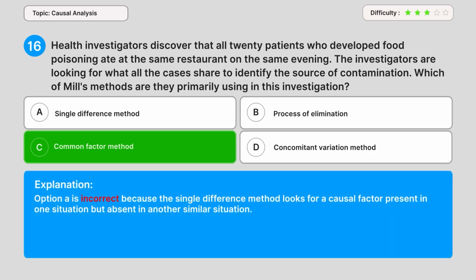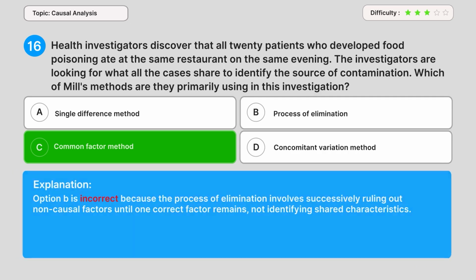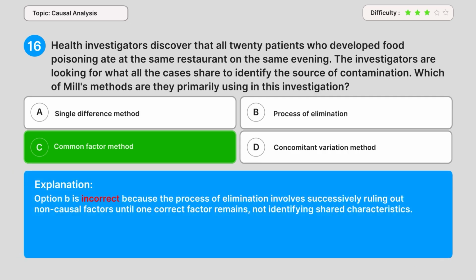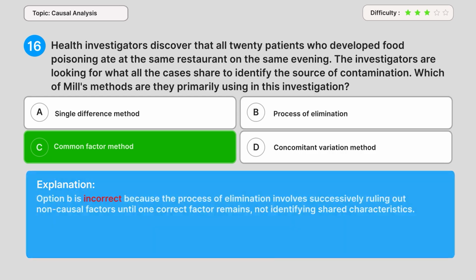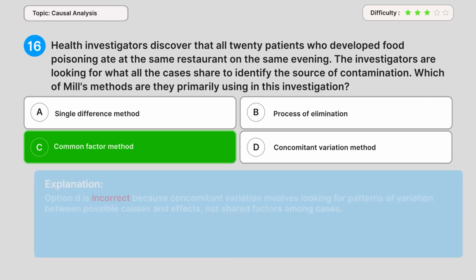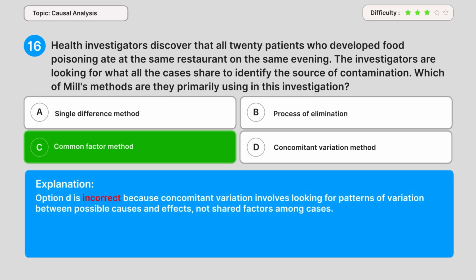Option A is incorrect because the single difference method looks for a causal factor present in one situation but absent in another similar situation. Option B is incorrect because the process of elimination involves successively ruling out non-causal factors until one correct factor remains, not identifying shared characteristics. Option D is incorrect because concomitant variation involves looking for patterns of variation between possible causes and effects, not shared factors among cases.